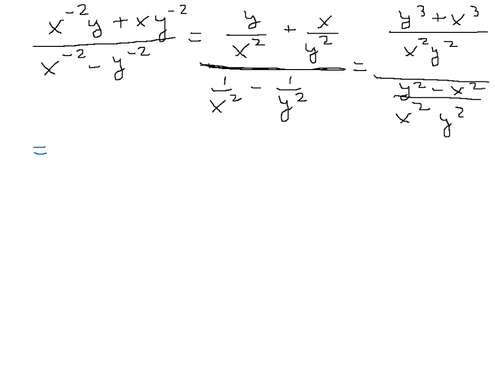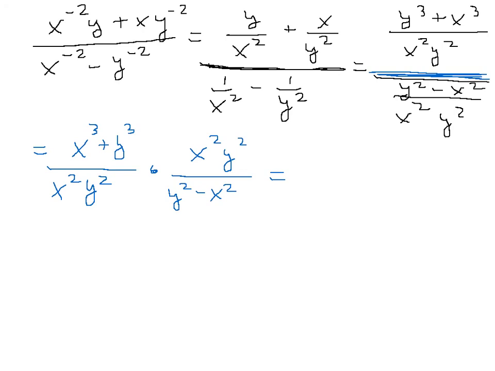So now what I have is a complex fraction. And what I'm going to do is take the top and multiply by the reciprocal of the bottom. Well, when I do that and multiply by the reciprocal of the bottom, notice what happens. These two terms immediately cancel. How easy is that? Now I have over here x cubed plus y cubed. Remember how that factors? And on the bottom over here, I have y squared minus x squared. That's the difference of two squares.